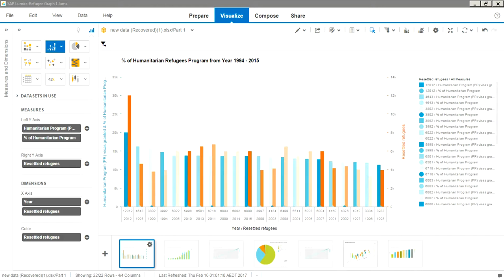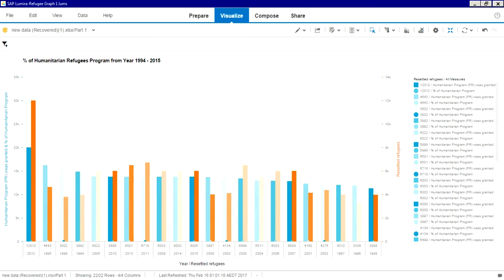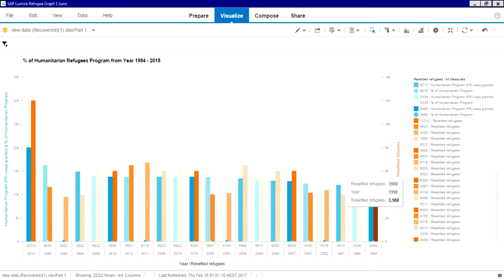So now we will explain how refugees came to Australia and what issues they are facing in Australia so that they can have a good life. First of all, I will tell you how many refugees came to Australia. In this graph, you can see what we worked out on SAP Lumira.